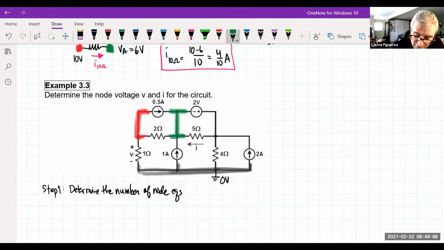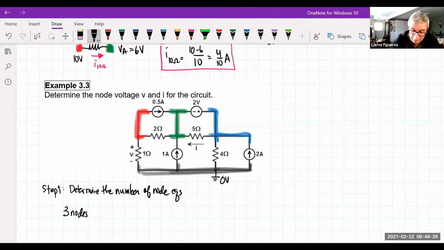And then my third node. So I see here, by identifying my nodes, I have 3 nodes. So what am I going to do here? I have 3 nodes that are unknown.